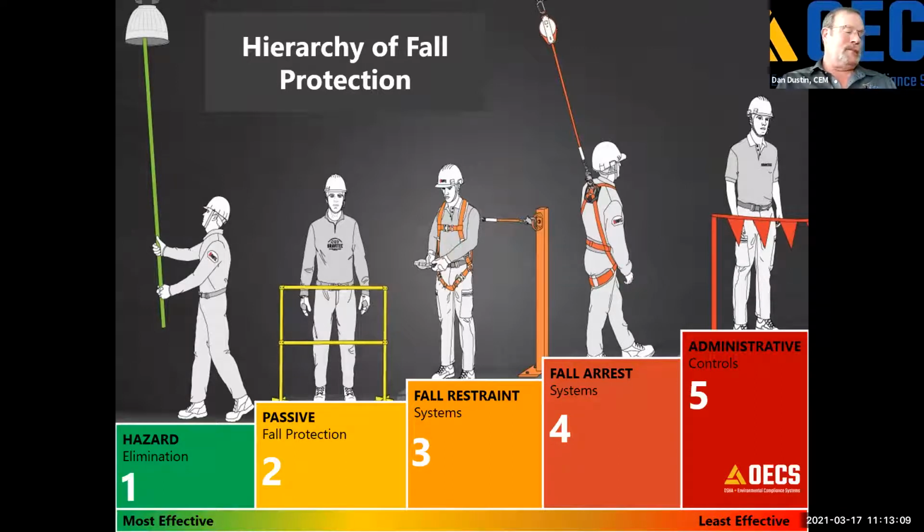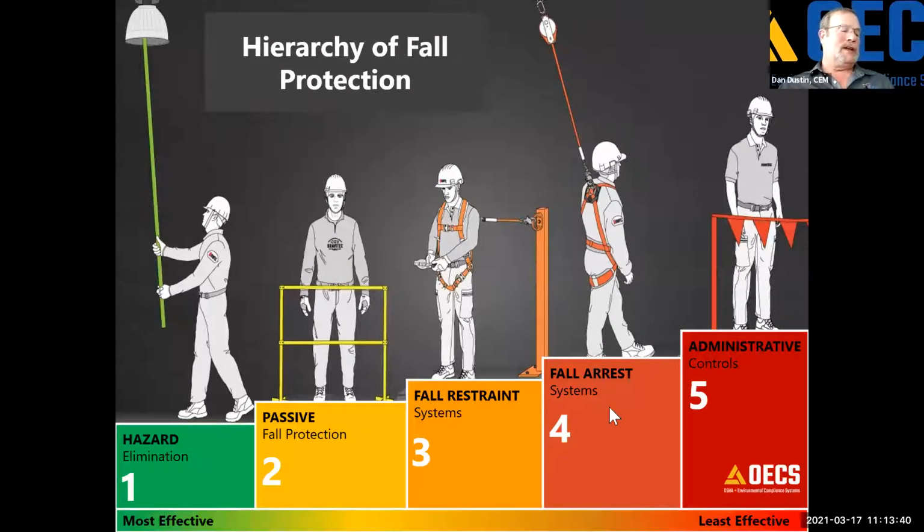Then we start looking at passive fall protection systems, and these go from the most effective to the least effective as we move to the right. Passive fall protection systems are those systems that don't require any intervention by the people that are actually working there in order to remain safe. So this is the system that's considered early on during a construction project, where they look at the potential fall hazards and decide where they're going to have to put up passive fall protection systems.